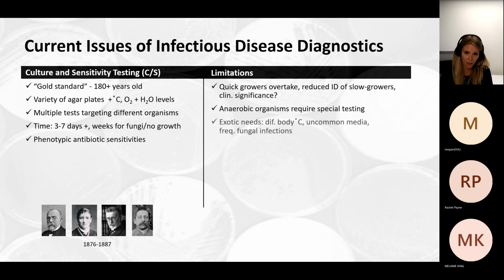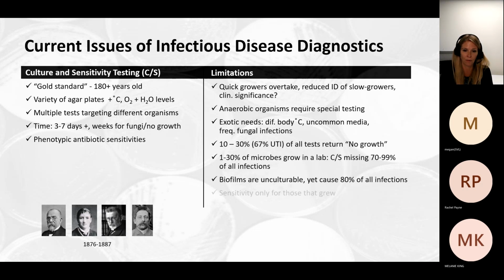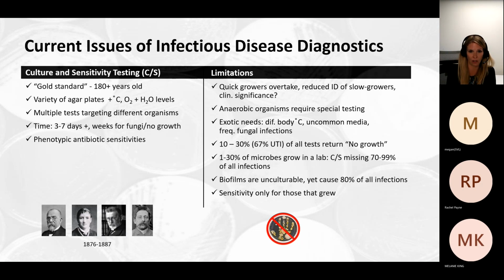However, there are a few limitations to consider with this type of approach. There are those quick growers like E. coli that double every 20 minutes, and the space on the petri dish is quite limited. So once E. coli really starts proliferating, it might overtake other bacteria that are causing the infection in your patients, like Mycobacterium that grows incredibly slowly.